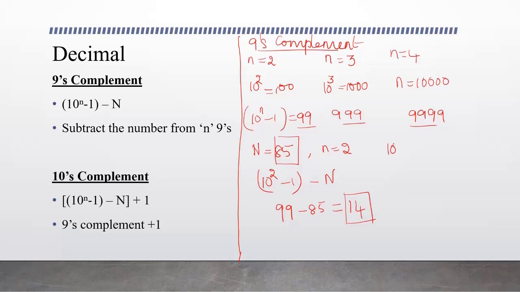And to find the 10's complement, we need to add 1 to the 9's complement. So the 9's complement is 14, 14 plus 1 is 15. 15 is the 10's complement of the decimal number 85.